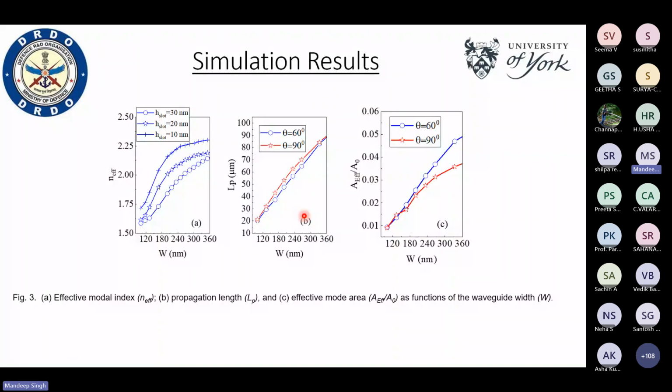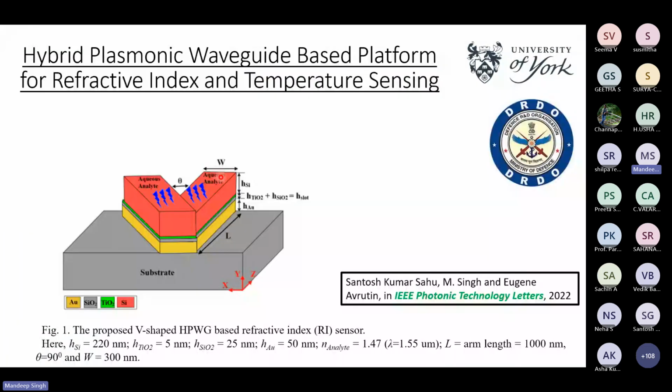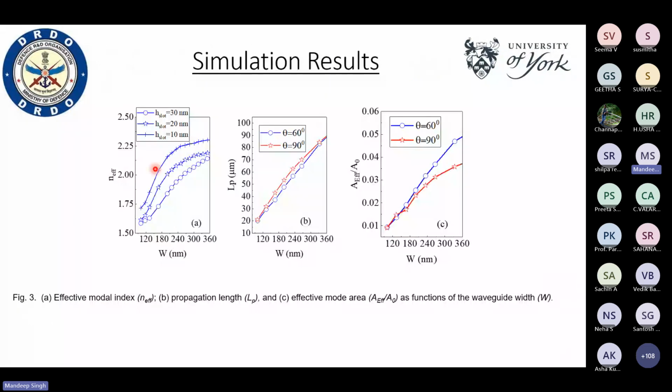Next, a few parameters we have calculated, that is the behavior of N effective with respect to the width of the waveguide, where W is the width of the silicon region as well. You can see for different slot heights, we have varied from 10 nanometer to 30 nanometer. You can observe that once the slot height is increasing, your N effective is reducing.